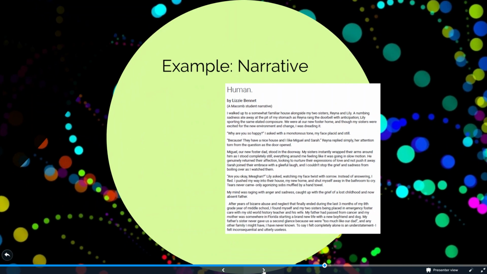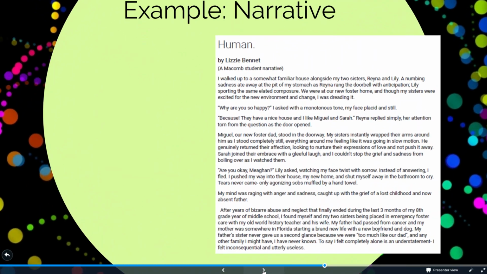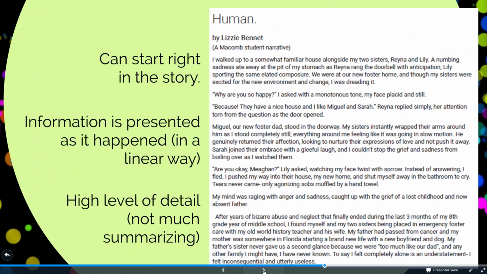If we look at a narrative, you're going to see a different style. So here, we see that it's jumping right into the story. We don't have an introduction. We don't have a summary of everything that's going to happen like we did in the news article. We have you as the reader being put right into the story.